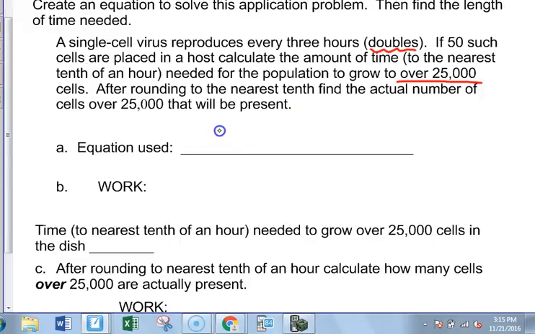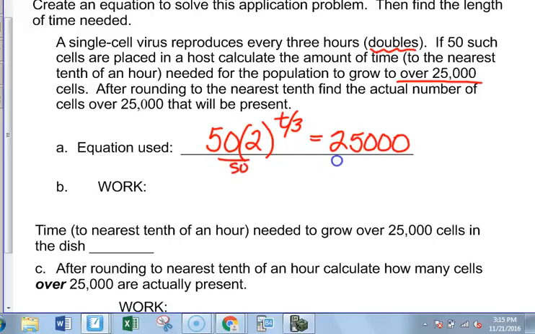So how many did we introduce? 50, and the rate is doubling, but only every 3 hours. And we want to hit, okay, does that part seem pretty easy? Okay, now do some math. 25,000 divided by 50 is 500, maybe? Did I get that right? Okay, take the log of both sides, whatever kind of log you want.